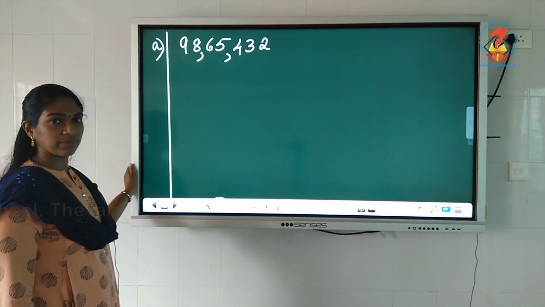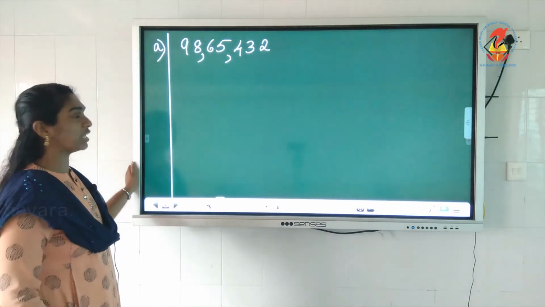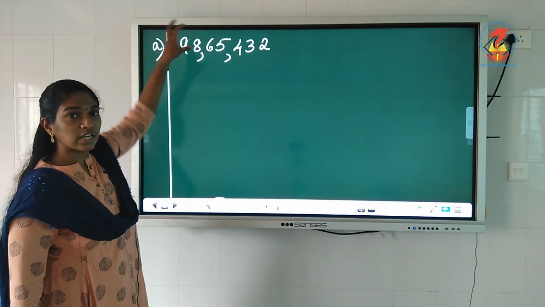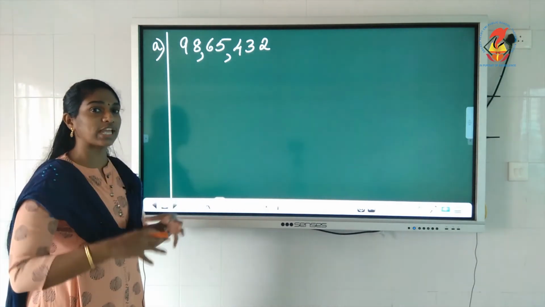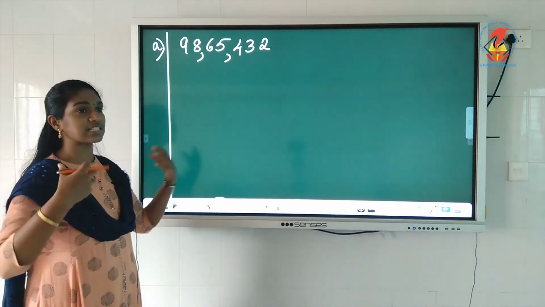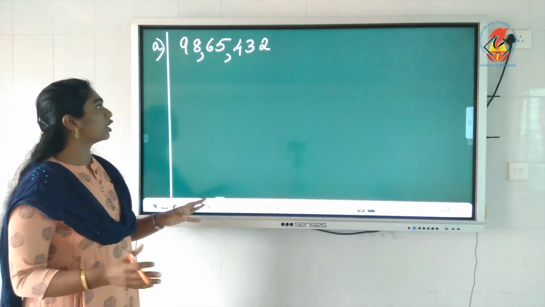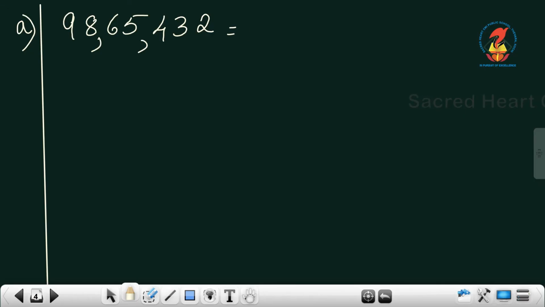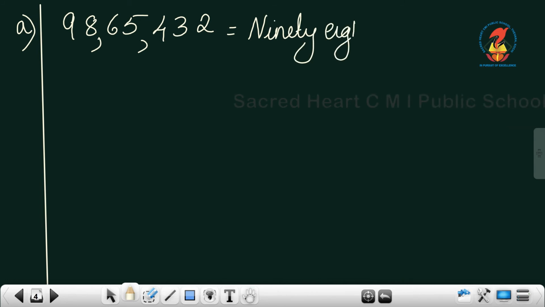Now, how will you write the number name? You have to take according to the period. This is our lakhs period. Lakhs period you have to read the number together. Don't read it as 9, 10 lakhs and 8 lakhs, nothing. You have to read it as 98 lakh.